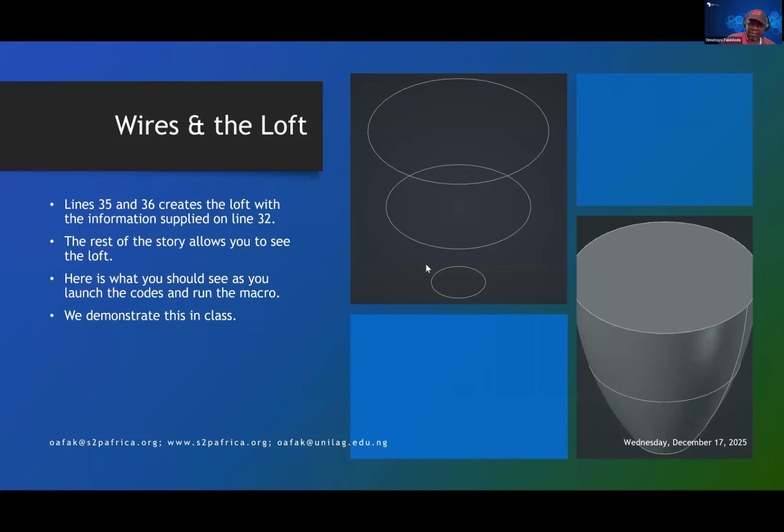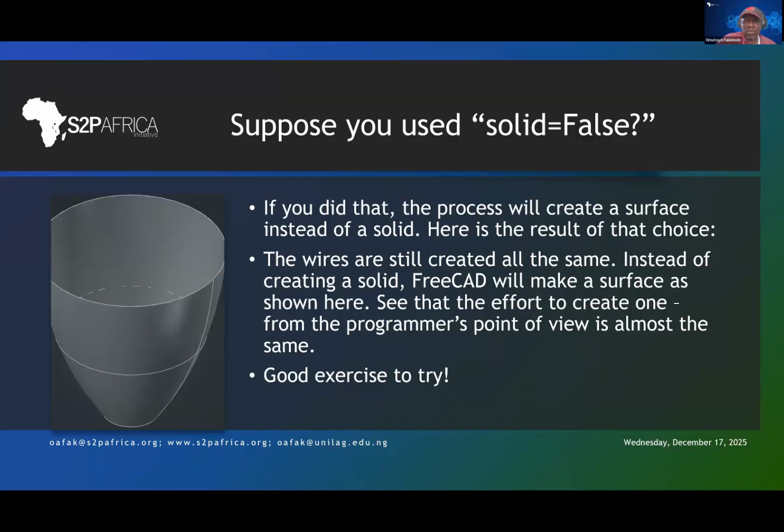On the next page we see, suppose you used solid is equal to false. If you did that, the process will create a surface instead of a solid. Here is the result of that choice. The wires are still created all the same. Instead of creating a solid, FreeCAD will make a surface as shown here. The effort to create one from the programmer's point of view is almost the same. Good exercise to try. You can change solid is equal to true to solid is equal to false, and you will see that you will get something else.